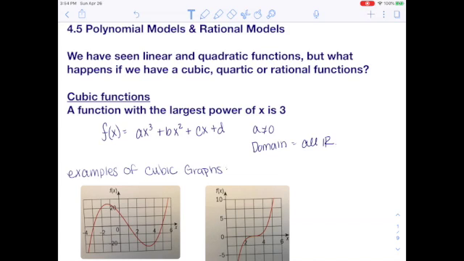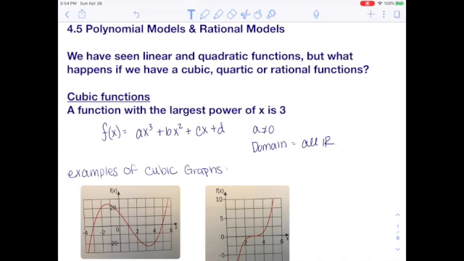So we have seen linear models and we've seen quadratic models already, but what happens if you have a cubic function or a quartic function or even a rational, something with a variable in the denominator of a fraction? To begin, we've got cubic functions.